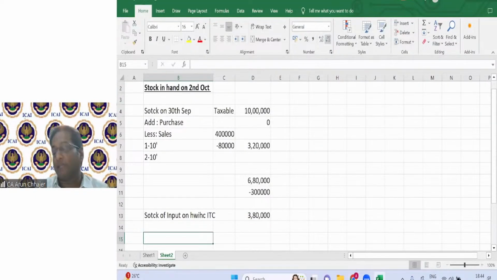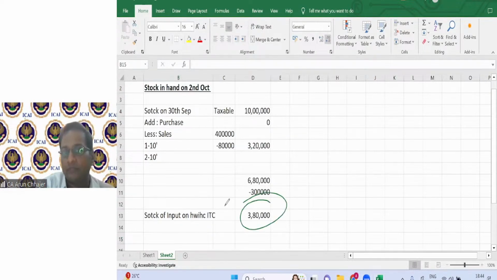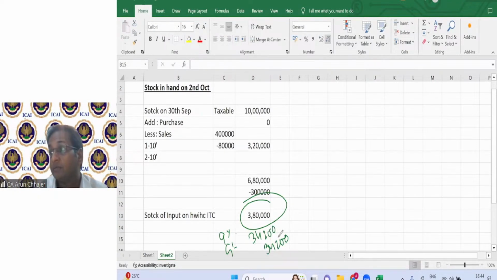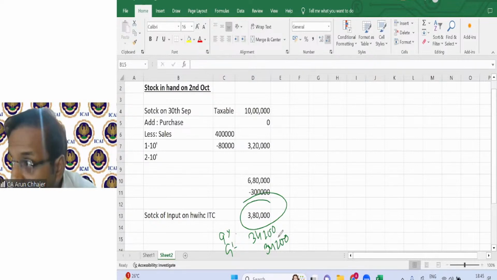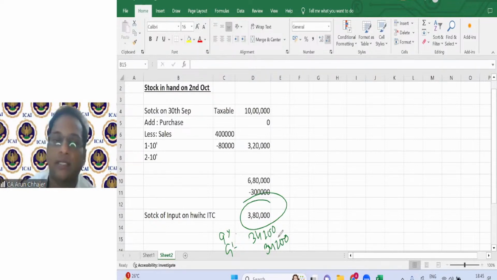अगर 18% कैलकुलेट करना है तो 380 स्टॉक है ना. 380 इट इज अ स्टॉक. 380 मल्टीप्लाइड बाई 9% सीजीएसटी, 9% एसजीएसटी, कितना आएगा? 34,200 सीजीएसटी, 34,200 एसजीएसटी. इतना मुझे आईटीसी मिल जाएगा बिकॉज ऑफ स्पेशल सर्कमस्टांसेस.